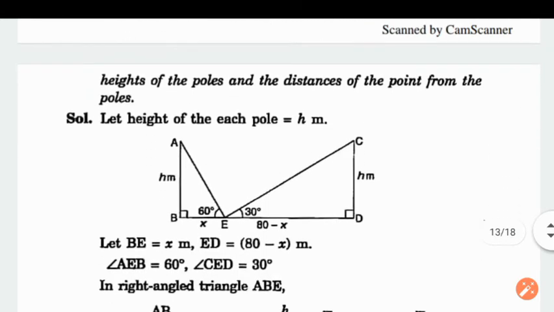See, these are the two poles AB and CD. Since they are of equal height, you can see in the figure that AB and CD are equal. And this BD is the road. Somewhere between the road a point is there. Suppose the point is E, and from the point E, when you watch the tops of the two poles by making two particular angles, which by the question are 60 degree and 30 degree, both are given.